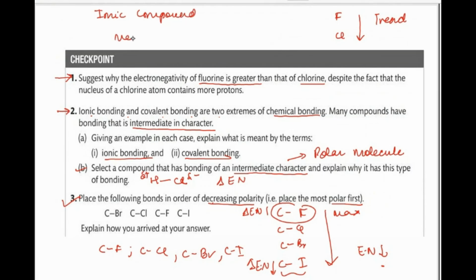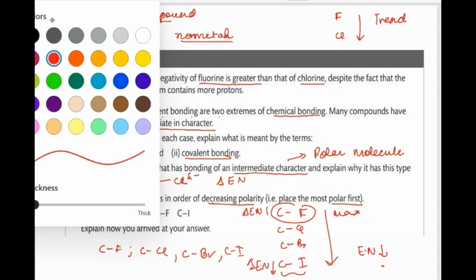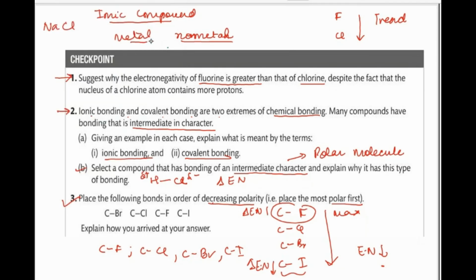Ionic bonding: we define that ionic compounds are those compounds which are formed between a metal and a non-metal. The ionic compound is always formed between a metal and a non-metal, right? For example, we have NaCl, and that is because of the transfer of electrons. One acquires a positive charge and one acquires a negative charge, and the electrostatic force between the positive cation and negative anion is known as ionic bonding.